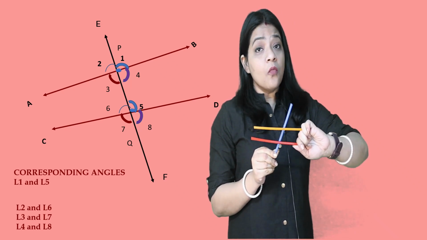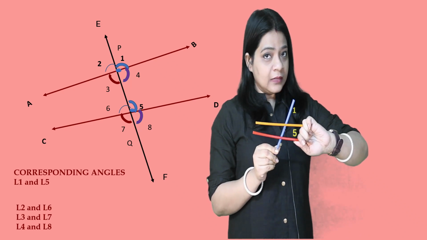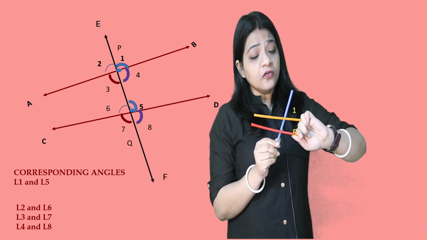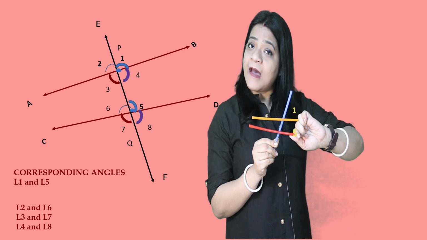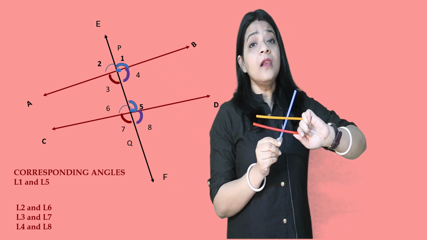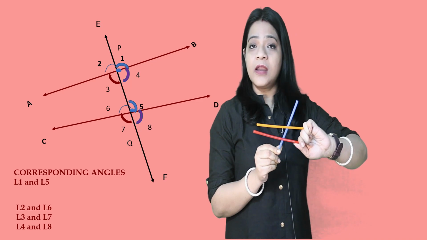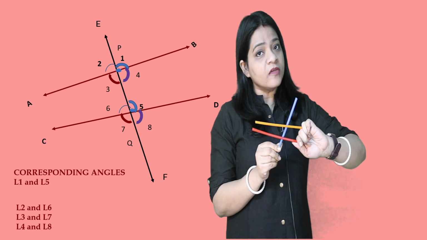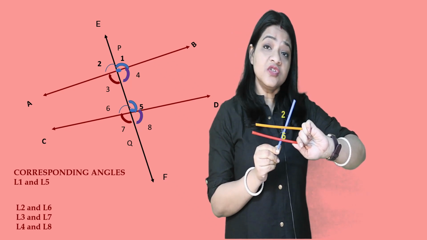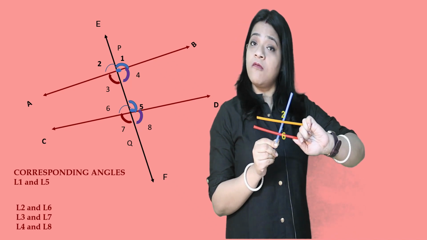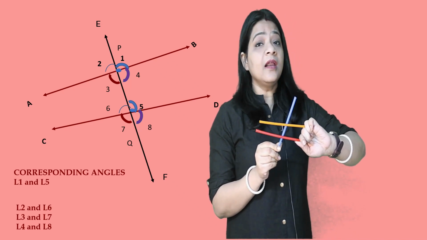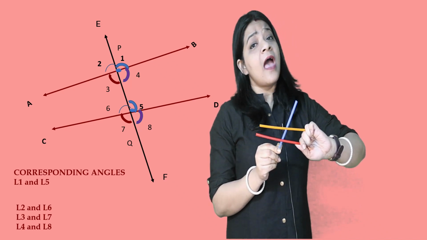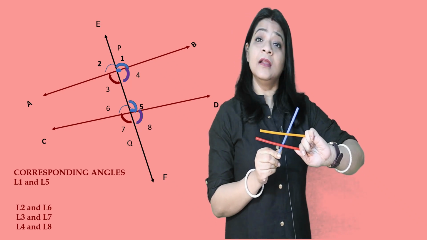Angle 1 is formed by the line AB and the transversal EF. Just corresponding to angle 1, angle 5 is there. So angle 1 and angle 5 are called corresponding angles. Is there only one single pair of corresponding angles? No. Angle 2 and angle 6 also form corresponding angles. Similarly, angle 3 and angle 7 are corresponding angles, as well as angle 4 and angle 8.